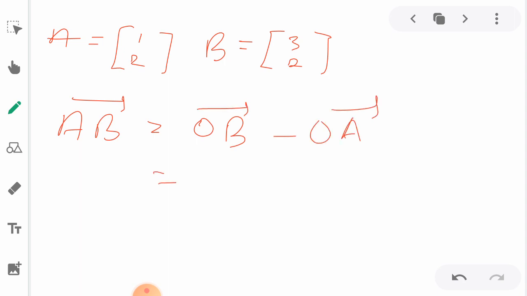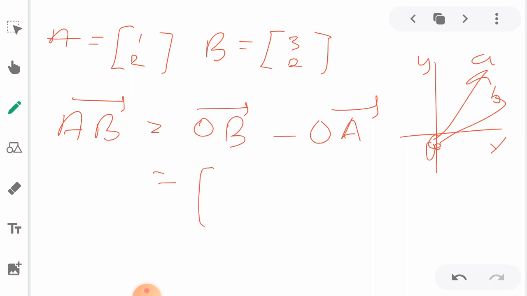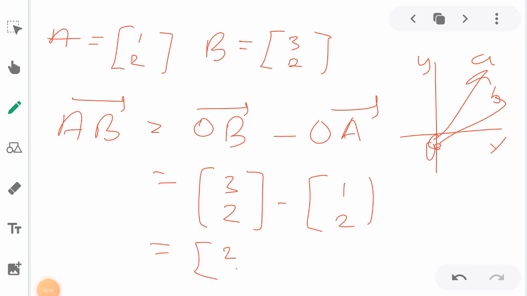Now OB, why am I including OB? They are now position vectors. They are starting from O. So let's call this A, let's call this one B. So they are all starting from the position O on the X-Y plane. So OB we get (3, 2) minus OA, we get (1, 2). Then we find the difference that will give us the vector AB. So 3 minus 1 is 2. 2 minus 2 is 0. So this is the product of vector A and B.